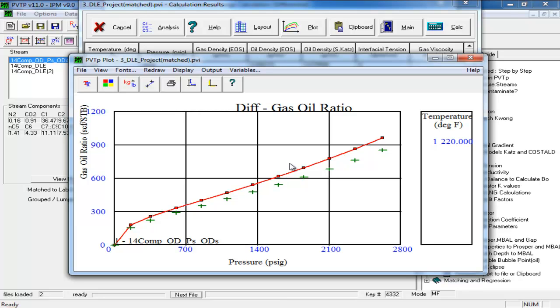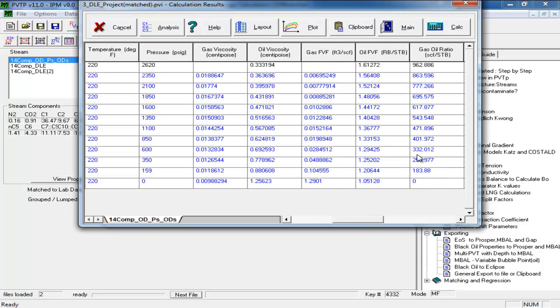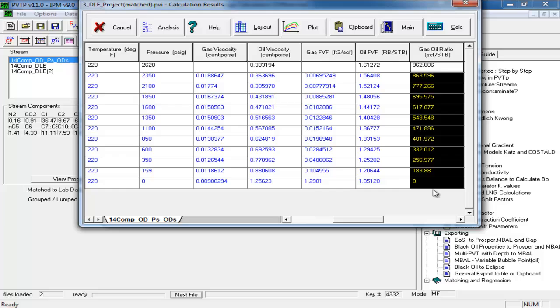But from this, we cannot know the average absolute error, how much the error from here to here. That's why we use Excel sheet. We take these values, and from them we can calculate average absolute error. Do you need to see that again, or I just show you the values which were obtained? Maybe I do it just for gas oil ratio. So this is gas oil ratio from equation of state.